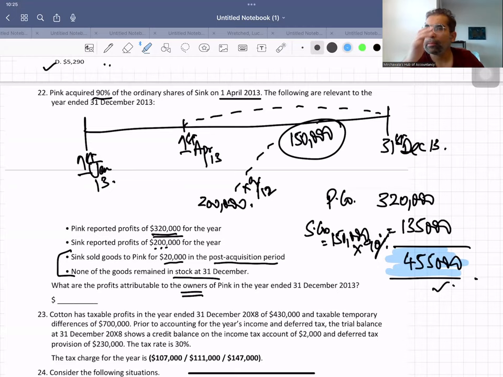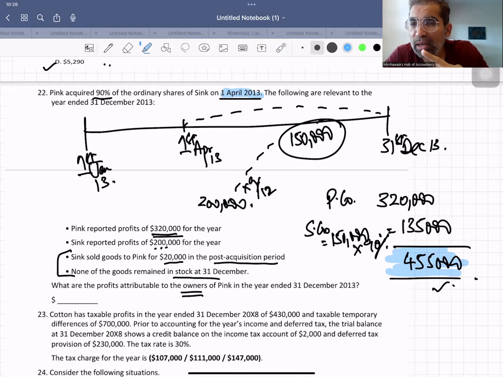Right. Now, in the examiner comments, examiners write these mistakes. There are students who forgot to apportion it. See, the acquisition date in this question is very important. There are students, because of tension or anything, who forgot this date. So if you take the complete 12 months' profit, it would still be wrong.